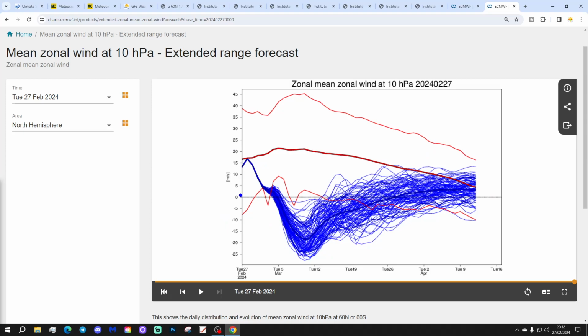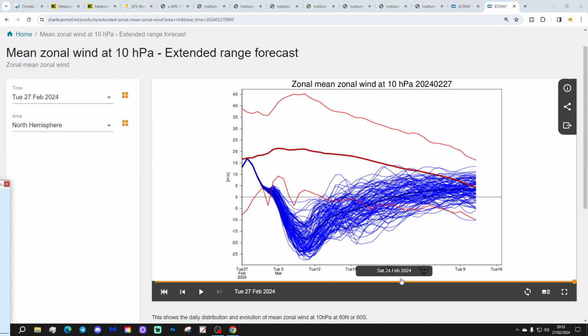So again, let's just put in that. Let's change the colour, actually. So let's change the colour to red and highlight the zero line again. No, it's not really until we get to the end of March, beginning of April, that we find the zonal wind going very weakly positive again there. But through most of March, certainly until the last week or so of it anyway, the zonal wind looks like it's in reverse.